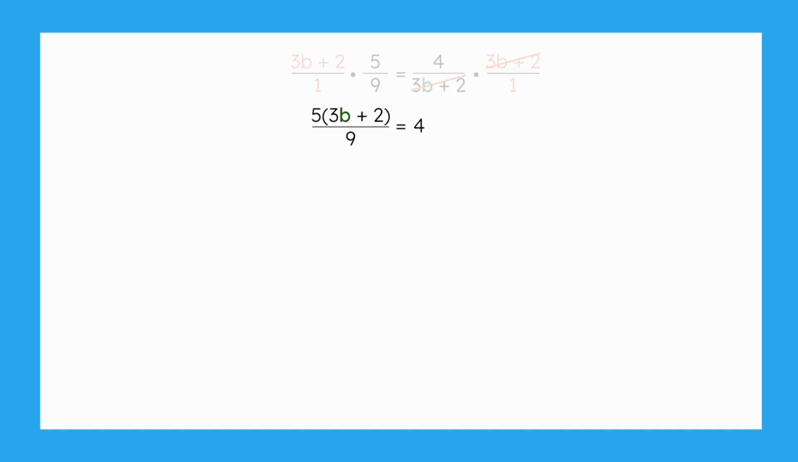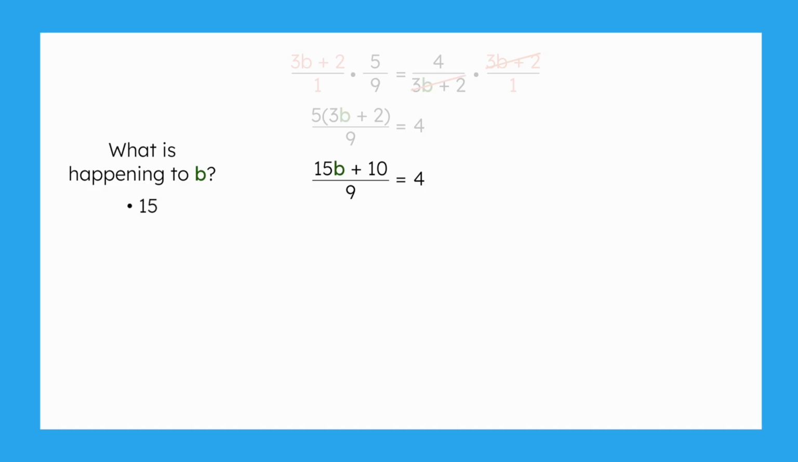Now it looks like I need to simplify. What can I do next? I'll distribute 5 to get 15b plus 10 over 9. Okay, what is happening to b? A lot, actually. We're multiplying b by 15, adding 10, and then dividing by 9. It might seem like a lot, but it's just like unwrapping a present. Start with the outermost layer and work your way in.